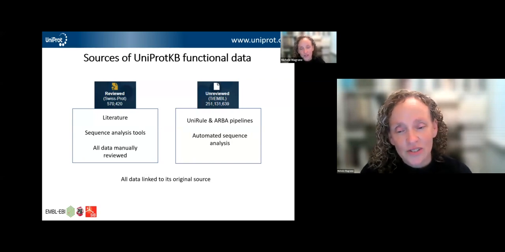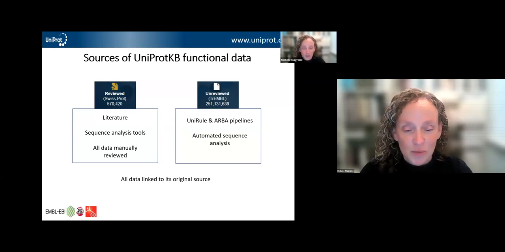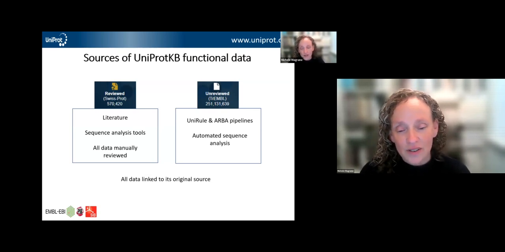And this allows users to see whether information has been experimentally characterized, or if it has been predicted, and if it's come from a prediction, which program has been used, or if it's experimentally characterized, which paper is the source of the information.